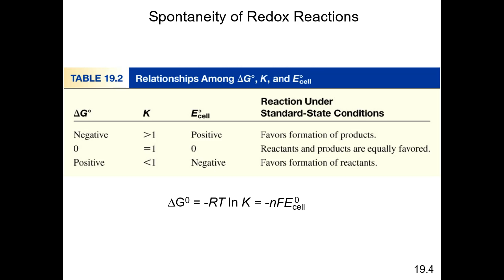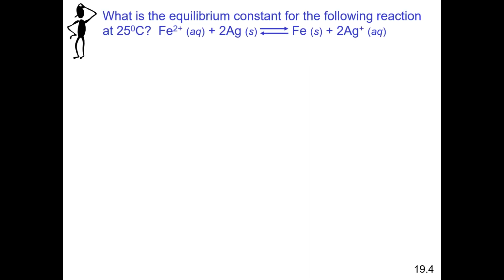Okay, so the next slide will be an example based on what we have just covered. So this question says, what is the equilibrium constant for the following reaction? And it gives you the equation right here, all right? At 25 degrees, so implying standard conditions will apply. Okay, so the first thing I would write down is the relationship between the EMF of the cell and the equilibrium constant. The aim is to find K, right?